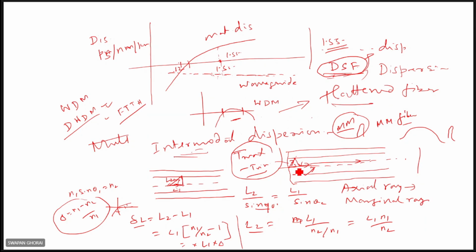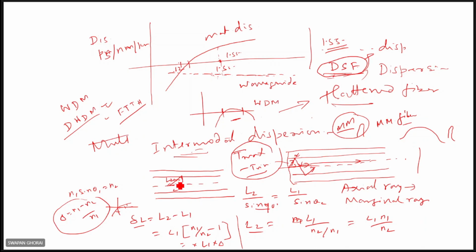All right. Here you see the time difference will occur because of the two extreme rays. One is the axial ray, and another is the marginal ray. The marginal ray has the maximum angle. Beyond this, that ray will not be trapped. It will be reflected out, as it will not follow the total internal reflection condition at the core-clad interface. So how to calculate the time difference between the marginal and axial ray?